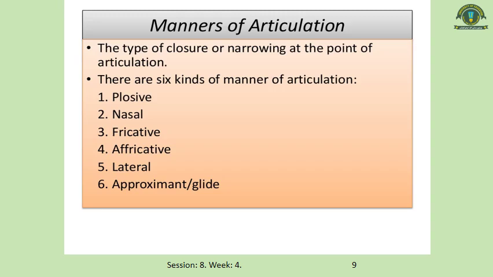So there are 6 kinds of manner of articulation. The first one is plosive, of course, stops. The nasal, fricative, affricates or affricative, lateral, and approximant. You can call it glide at the same time, but approximant. Okay?